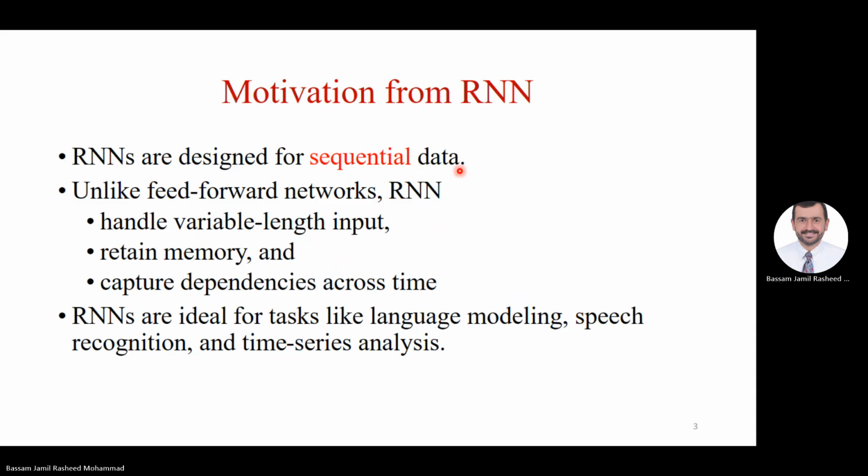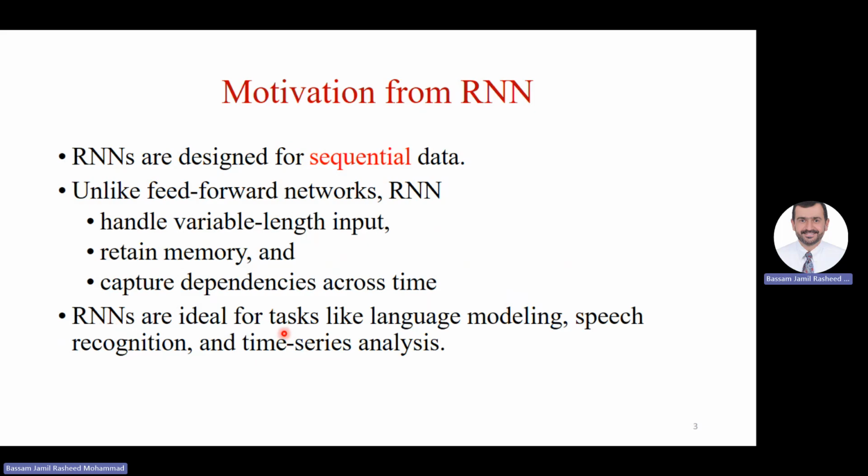sequential data. We have seen the neural networks that we studied earlier in the course. You give it the data and it responds with a classification or regression result, but it doesn't have the concept of sequential data. On the other hand, RNNs handle variable length input. They have some kind of memory that's very important, and that memory enables it to capture dependencies and relations across time.